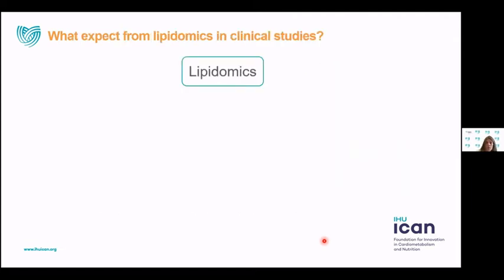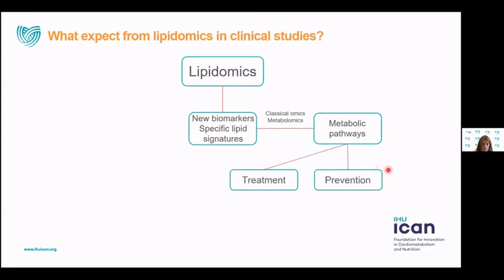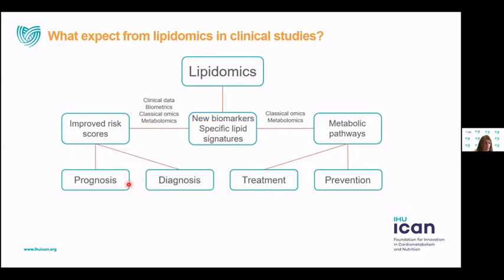What do we expect from lipidomic studies? What we expect is identifying new biomarkers of a given pathology and/or specific lipid signatures. Combined with other omics approaches, this can identify the metabolic pathways that are involved in the pathology development, and that way improve the treatment and the prevention of that pathology. On the other hand, combined with classical omics data or clinical data, lipidomics aims at improving the risk scores of that disease and thereby improving the prognosis and diagnosis.